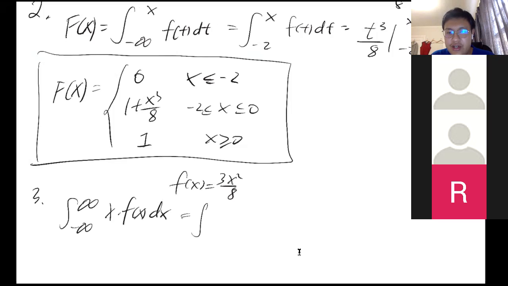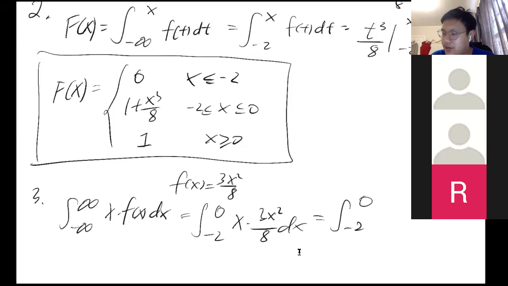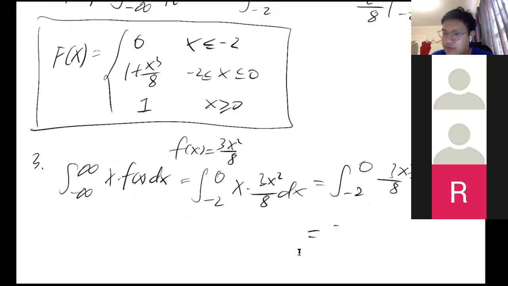And we only care about the range from -2 to 0. So the integral is x times 3x squared over 8 dx, from -2 to 0, which is 3x cubed over 8, which is 3x to the 4th over 32 from -2 to 0. And the answer of that is -3 over 2.